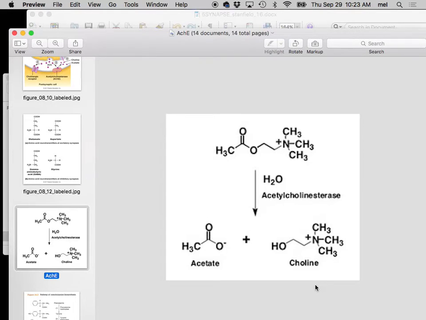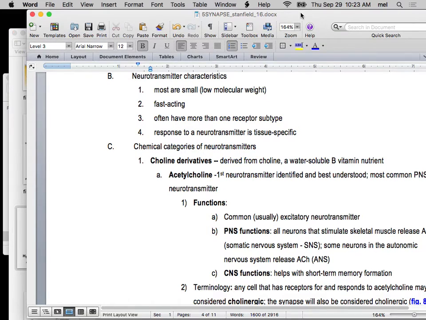You can stimulate a neuron to release acetylcholine, watch what it does on skeletal muscle. You can inhibit the activity. You can use agonists and antagonists, and you can really see the functionality. So first identified, best understood. Let's talk about some of the functionalities of that one.